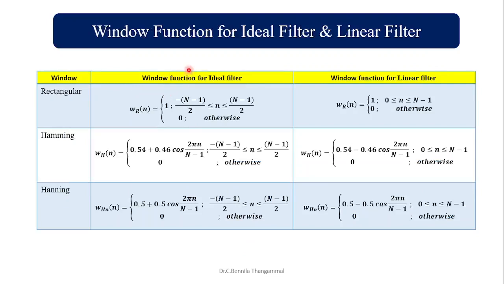And here is the window function for the ideal filter. These are the three formulas that we are going to use: rectangular, Hamming and Hanning. For the rectangular window, the value is 1 for minus (n minus 1) by 2 to (n minus 1) by 2. For the Hamming window, it is 0.54 plus 0.46 cos 2 pi n by (n minus 1) for the range minus (n minus 1) by 2 to (n minus 1) by 2, and for the Hanning window, this is the formula. We will use these window functions during the design of the linear phase FIR filter.